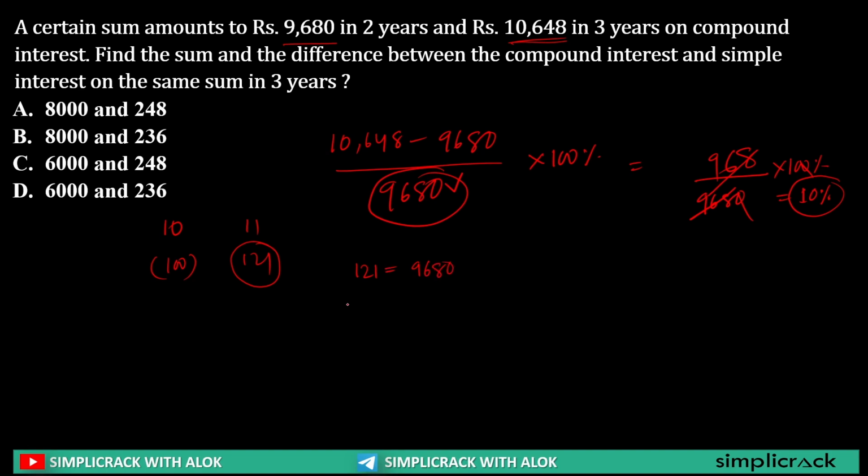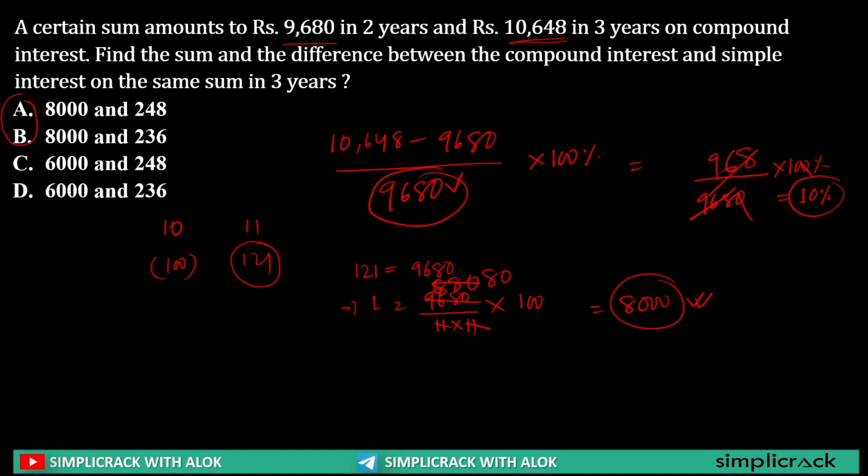Are you getting my point? Yes, sir. So my 1 unit is what? 9680 divided by 11 into 11, right? So what do I need to calculate? I need to calculate my 100%, because that's how I will be calculating everything. So 11 6s are 66, 11 8s are 88, 11 80. So it is 8,000. So the first thing is, my sum is 8,000. So these are the options.